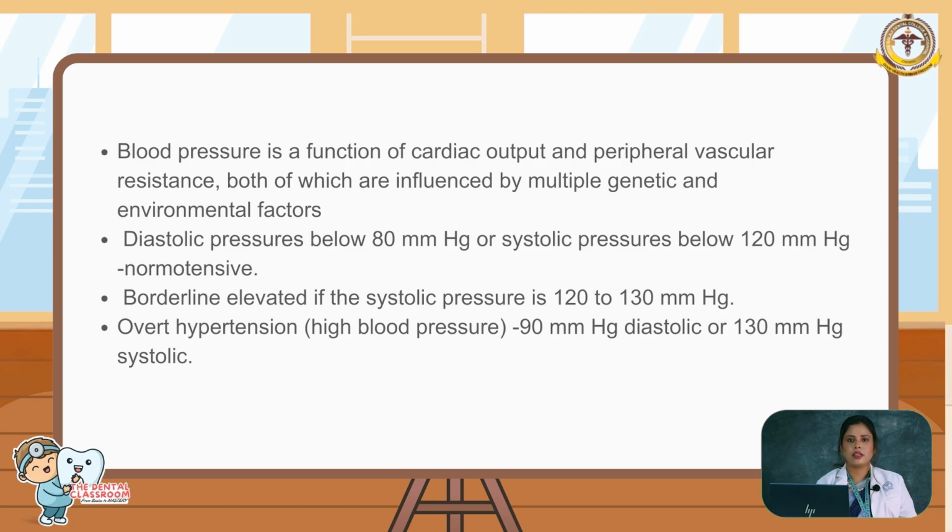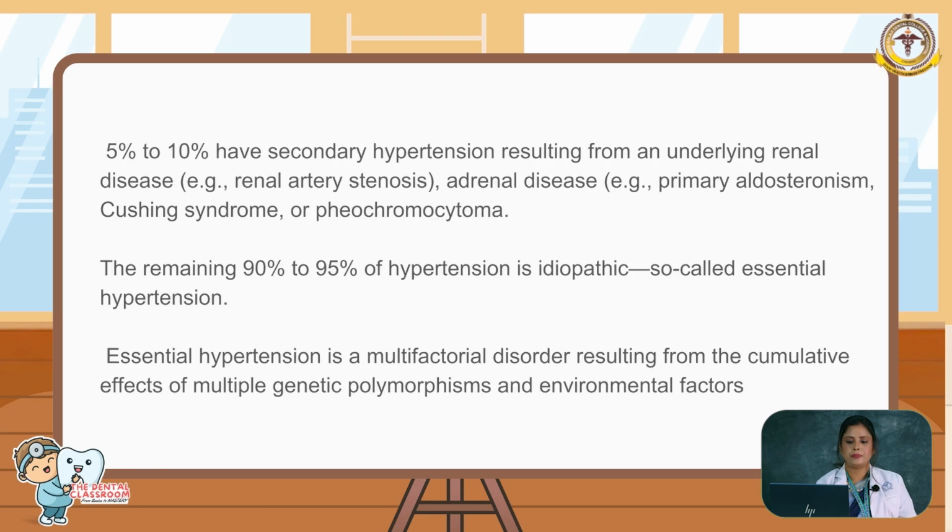So we classify hypertension into essential hypertension and secondary hypertension. So what is essential hypertension? So it is a multifactorial disorder resulting from cumulative effects of multiple genetic polymorphisms and environmental factors. So this accounts for about 90 to 95% of hypertension. So most of the patients are having idiopathic, which is otherwise called as essential hypertension, and only the remaining 5 to 10% of hypertension is secondary hypertension.